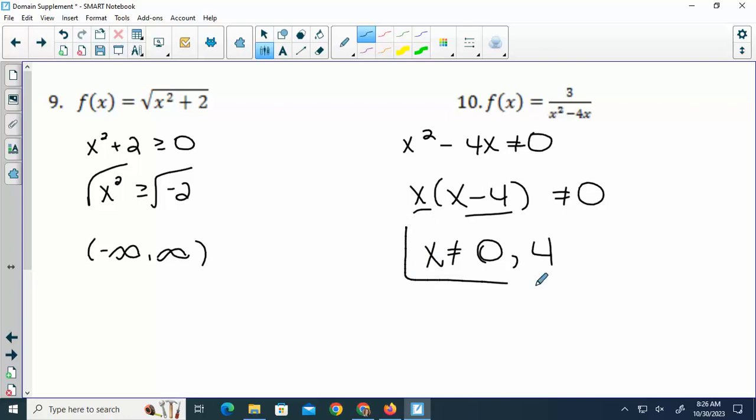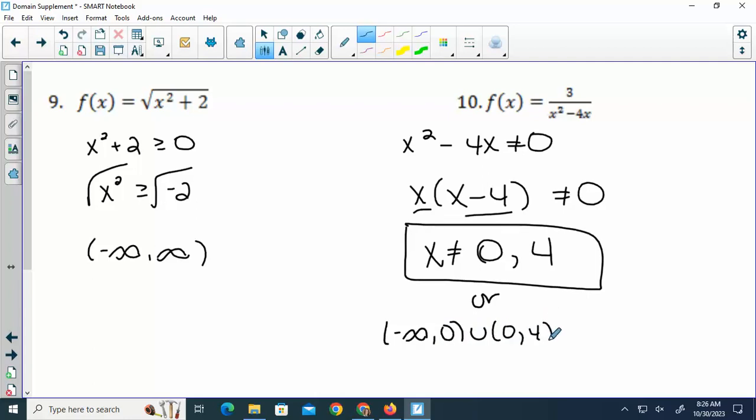Since it's more than one value, you could leave it like this if you wrote it as interval. Everything smaller than 0, everything between 0 and 4, and everything bigger than 4.